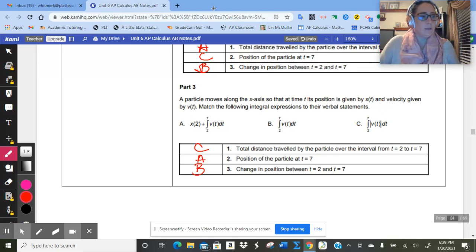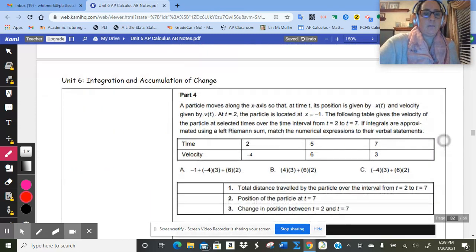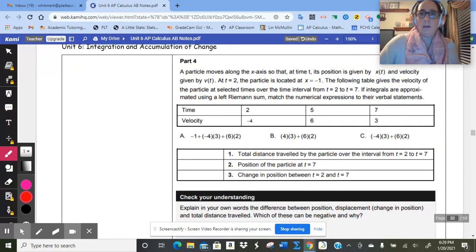Okay, so the next thing that I want to do is this part 4. I want you to try it and to pause me. It's a little bit different now. Instead of giving me a function, it's giving me a table of values. And so I want you to try this. It's getting a left Riemann sum. Pause me. When you're ready, unpause.